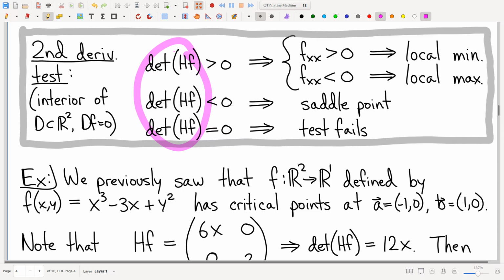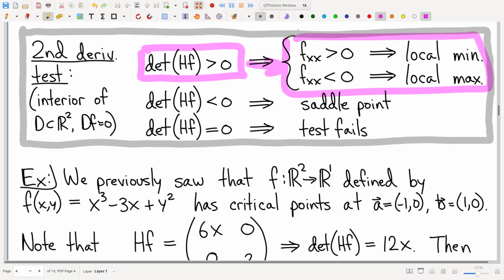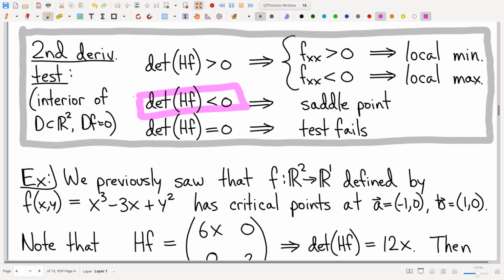Right? And it breaks down by a pretty simple little flow chart. If the determinant's positive, then you have a fairly familiar looking second derivative test that you can just plug right into. If the determinant is negative, you get a saddle point. End of story. Just a saddle point, right? A negative Hessian determinant means saddle point.